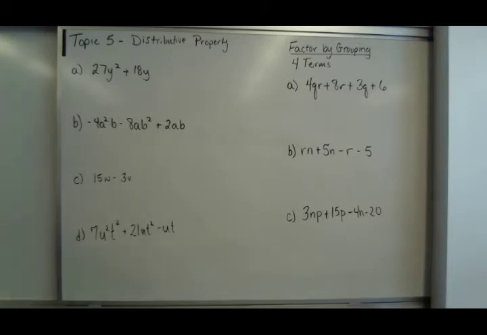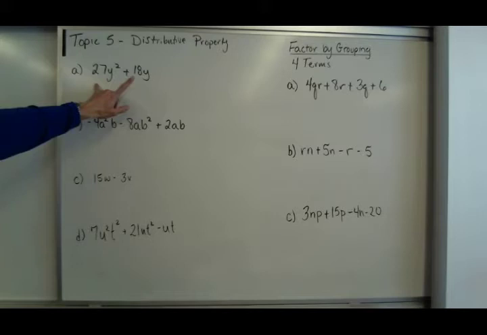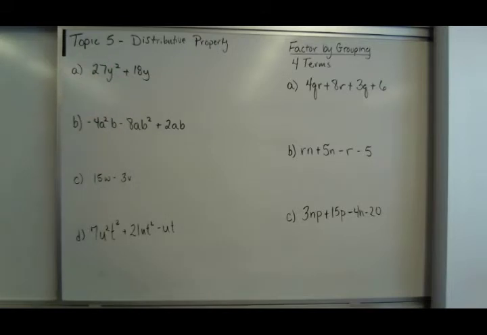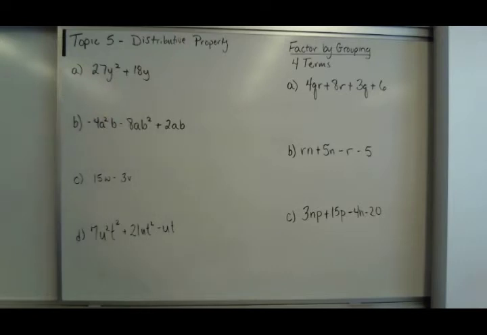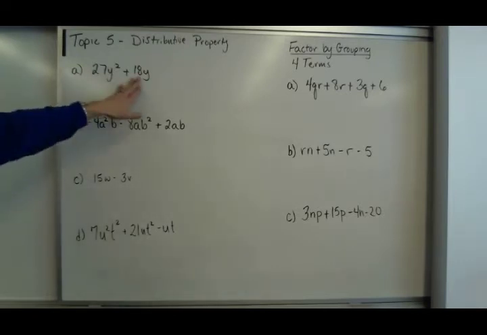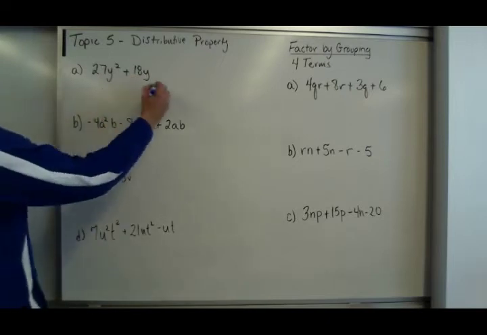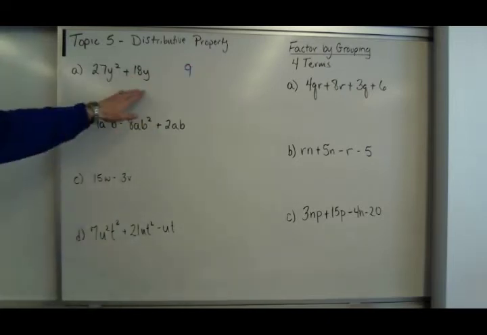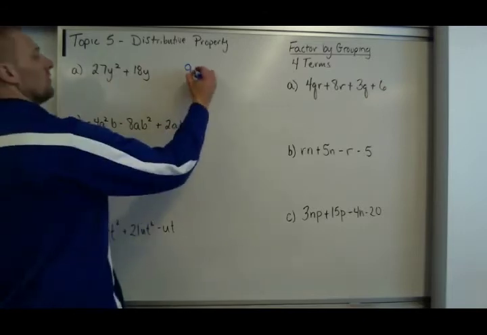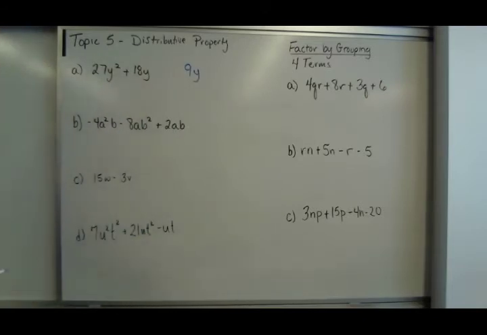Okay, so greatest common factor is the largest number that goes into any number. Okay, it's a factor. So what we're going to do to use this distributive property is to look at our terms and decide between the two of them what our greatest common factor is. So between 27 and 18, your greatest common factor is going to be 9. And between the y squared and the y, the greatest common factor would be a y. So in terms of that, you are going to take out the greatest common factor, which is 9y.